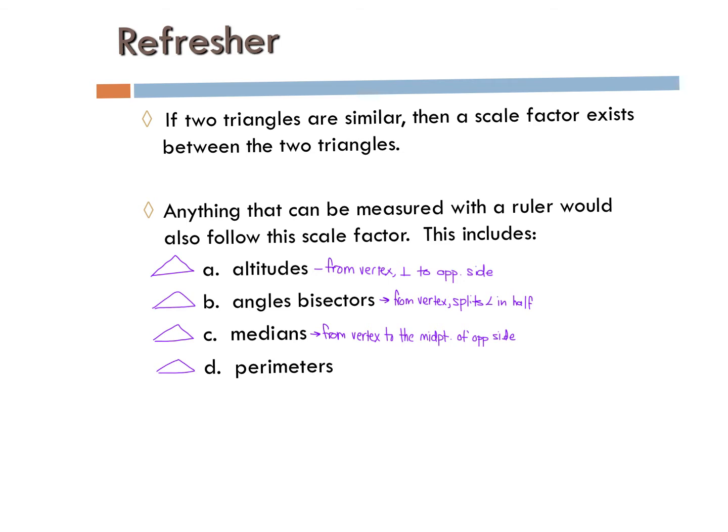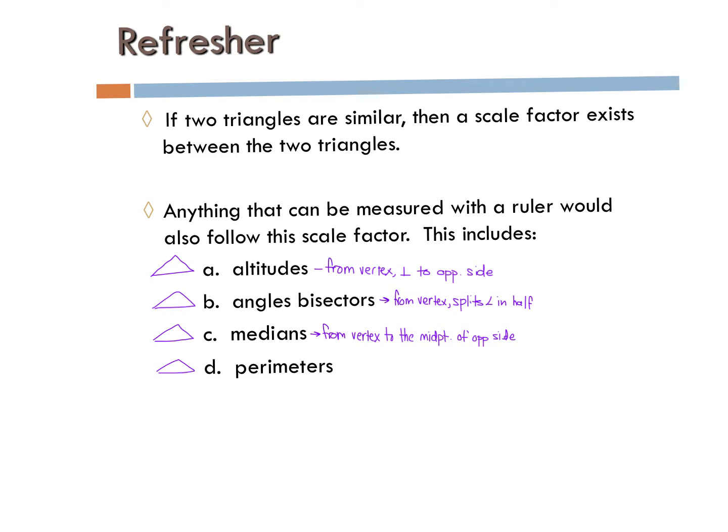Okay, so let's just do a little refresher here. If two triangles are similar, then a scale factor is going to exist between the two triangles. So if a triangle is 3 times bigger, it would be a 1 to 3 scale factor, or it could be 4 to 7. It doesn't have to be to 1. And then anything that can be measured with a ruler would also follow the scale factor.